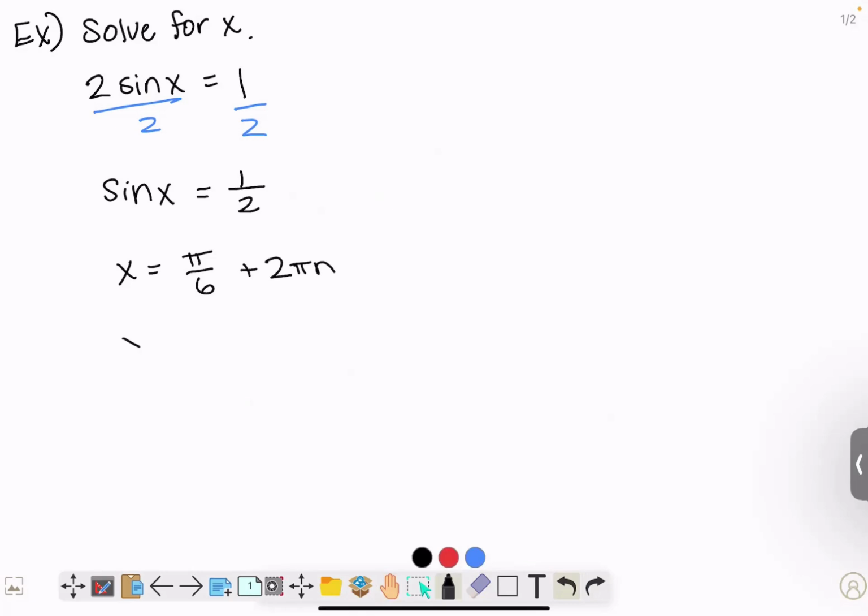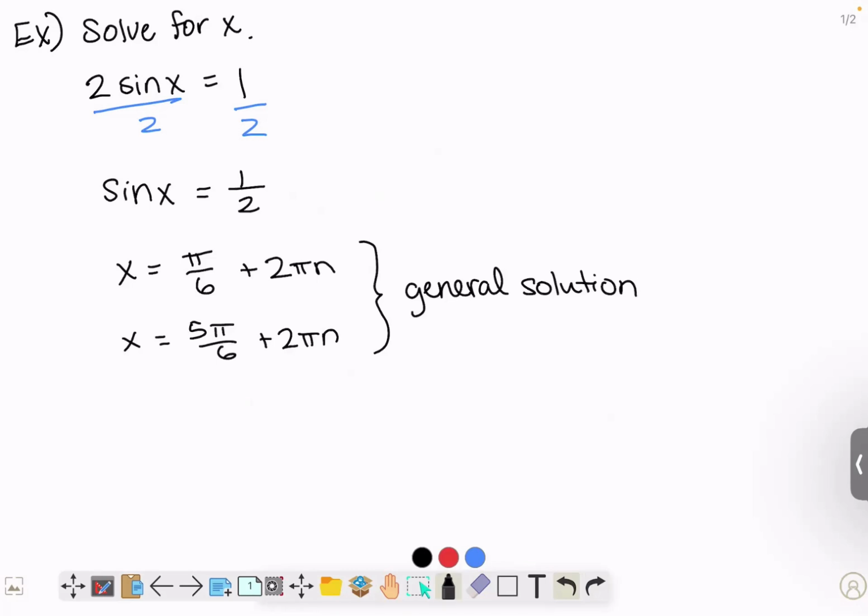And I'll do the same thing with 5 pi over 6. Add 2 pi times n. So these two together give us our general solution to this equation. And the good thing about solving equations is that you can check. If I were to plug pi over 6 in for x, my equation should hold true. And the same thing is true for 5 pi over 6 and all of their coterminals.